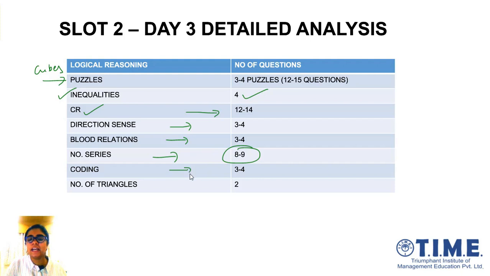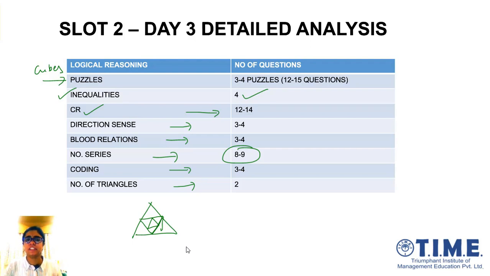Coding decoding had 3 to 4 questions. They were also pretty easy. They could have been managed very easily within a minute. And there was a section which talked about the number of triangles. So for example, आपको ऐसा कुछ shape दिया है, something like this. And they are asking you कि इसमें कितने सारे triangles हैं. Not exactly this shape, but similar shapes दिए थे, and they asked you कि total number of triangles क्या है. तो इस पे 2 questions आए थे.